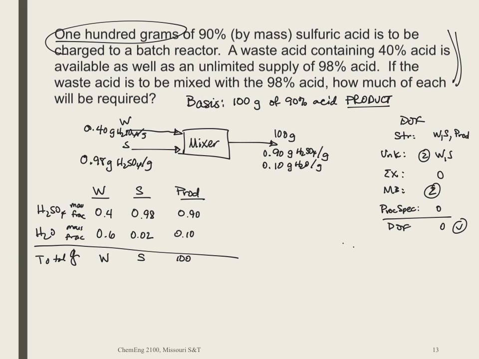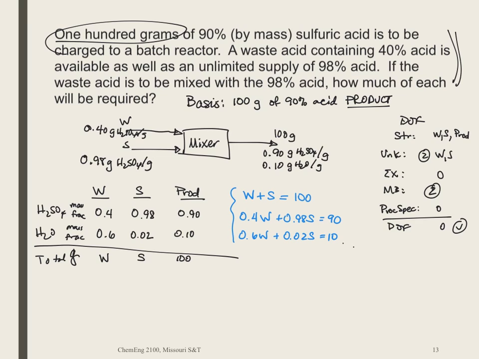Okay, so let's do the solution. Well, my material balances I can write out. W plus S equals 100, right? The total in equals the total out, or the total at the beginning equals the total at the end. And then I can write material balances on the H2SO4 or the water. So 0.4 W plus 0.98 S is going to be 0.9 times 100. And 0.6 W plus 0.02 S equals 10. And I can solve any 2 of these for the other.